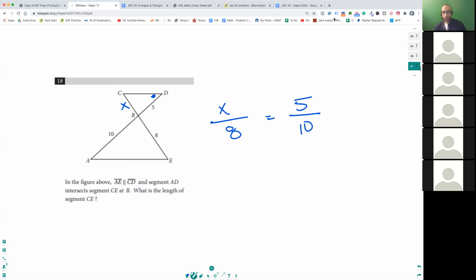Wow, many of you have already solved it. That's great. Excellent. Then you move 8 over here. You get x is equal to 4, but that's not what they're asking. They're asking what is CE. So you see how the SAT can trick you? There are like 2 or 3 hurdles you have to jump over, right? So remember, this is x. They're asking you CE, which is this plus this. So you have 4 plus 8, which is 12.